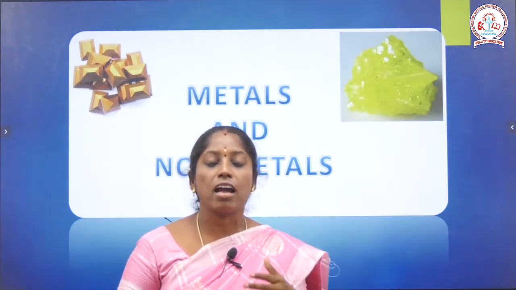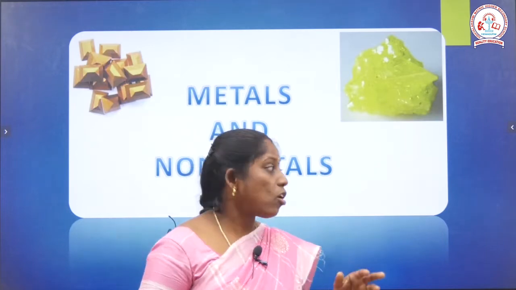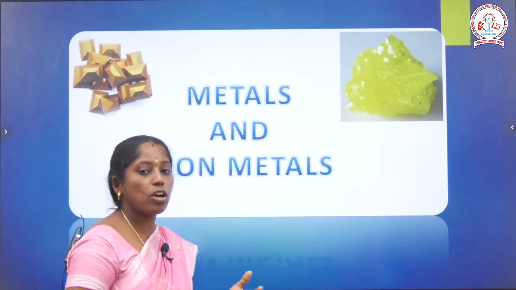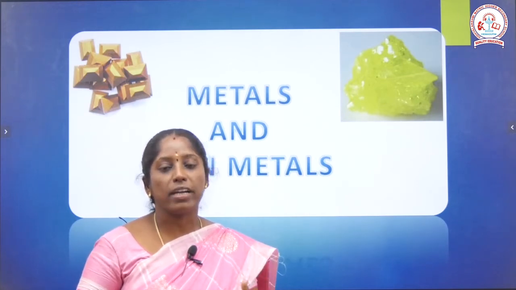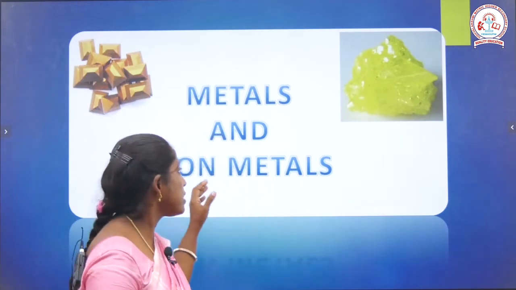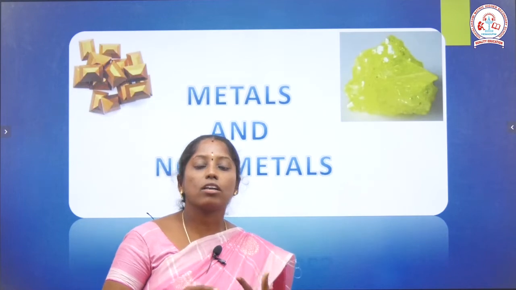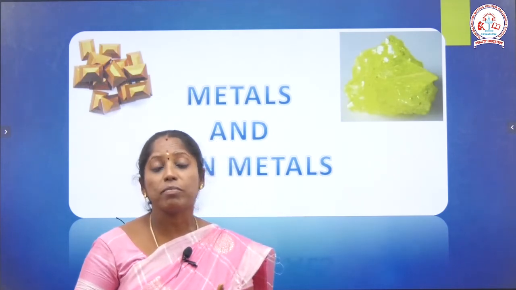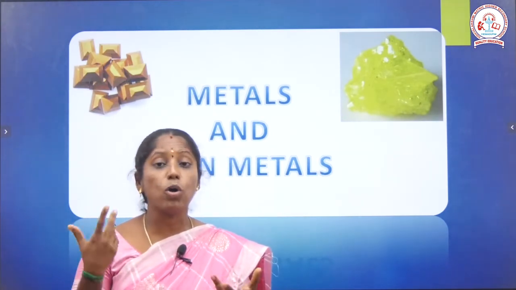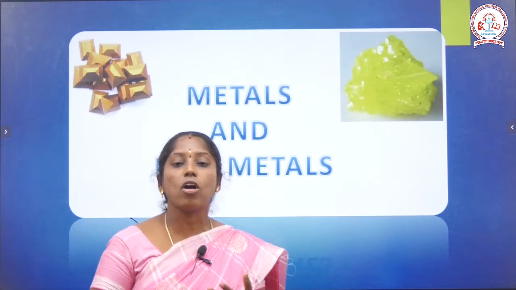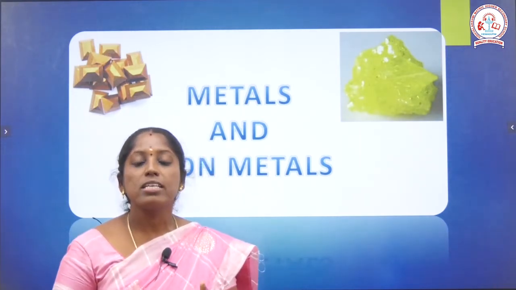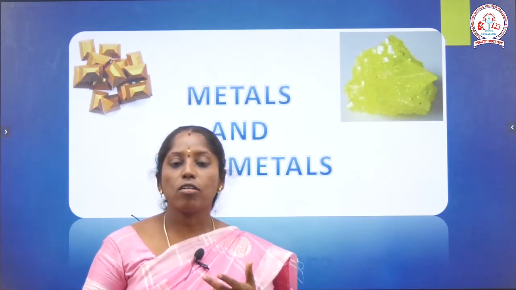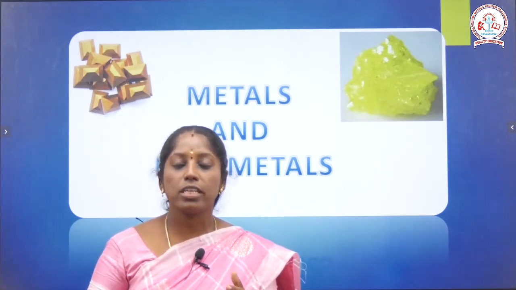About the metals, then their characters. Then we also use non-metals. Sulfur and carbon are all non-metals. Among the metals we use are iron, copper, aluminium, magnesium, silver, even gold. We use them as ornaments. Those are all called metals. Carbon and sulfur are non-metals. About those only we are going to see in this lesson.